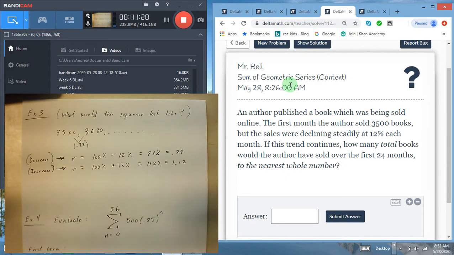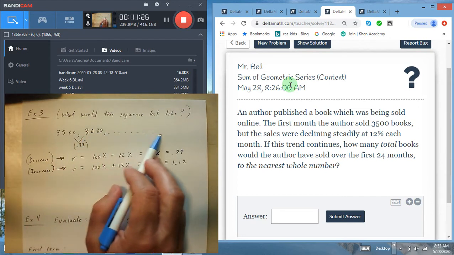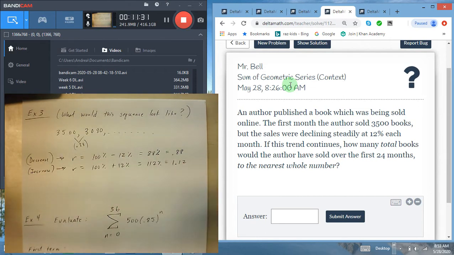All right, now we should be all set, because really they're saying 24 months. So this is month 1, month 2, month 3, all the way to 24. That's going to take a long time to do manually. So let's jump to that sum formula.